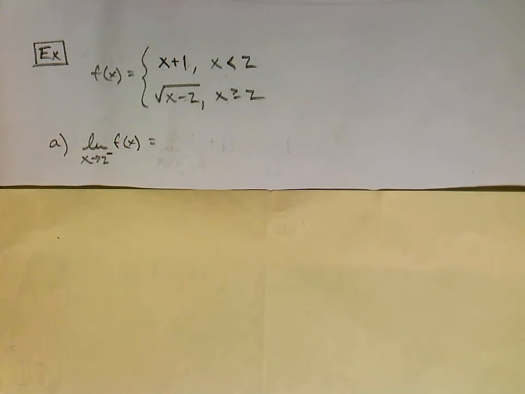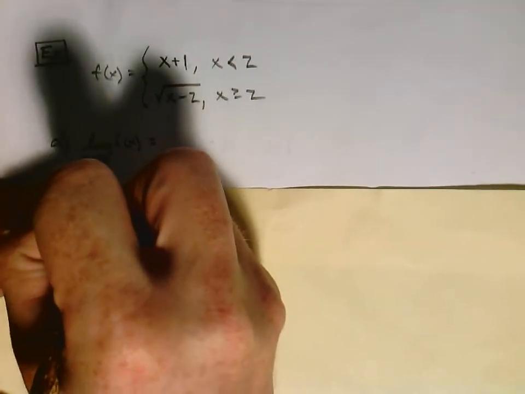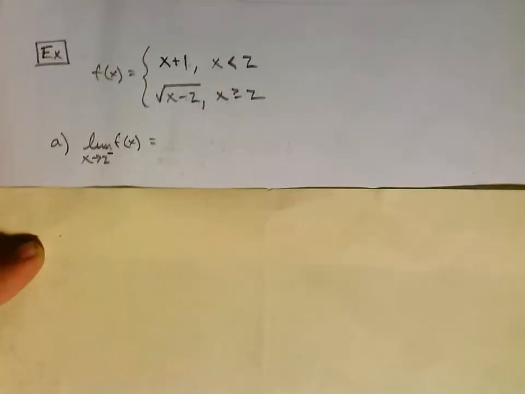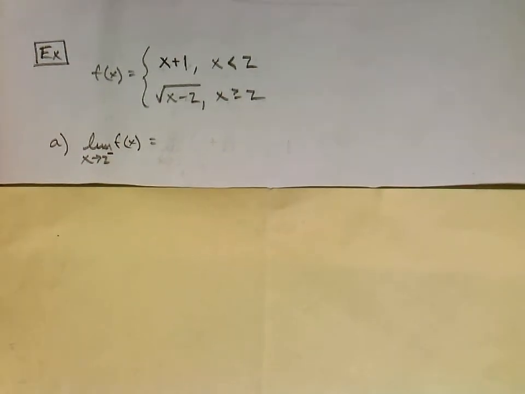Okay, so part A, we have a one-sided limit. We've got a limit, and I apologize again for my sloppiness. I guess it works in my lecture notes. I'm usually a little bit better on a board. The limit of this function as x approaches 2 from the left, we've got that little negative sign there.